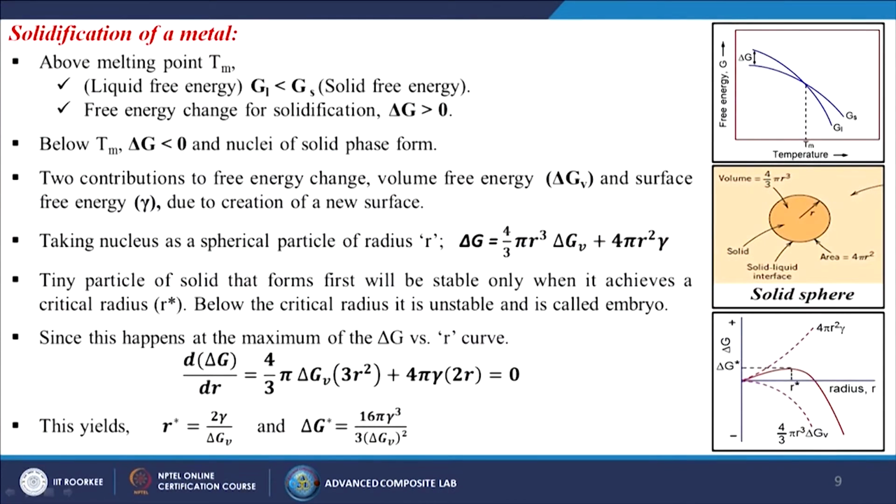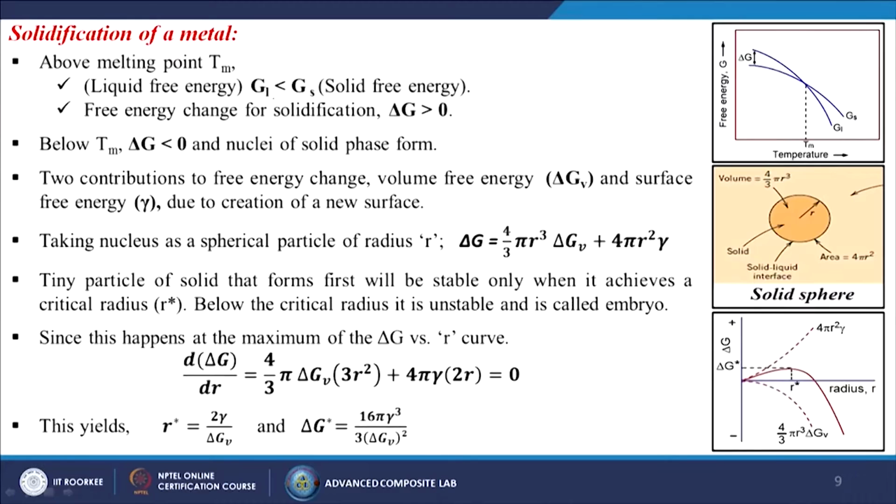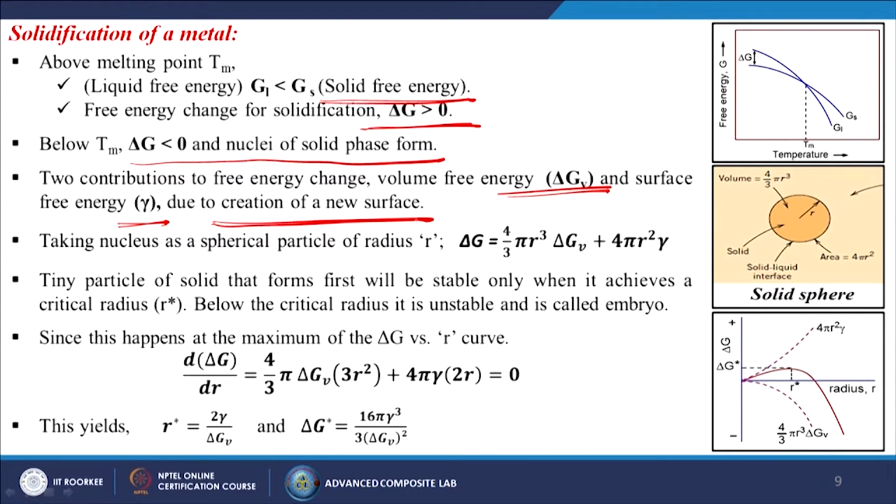Now, we are going to discuss the solidification of a metal. Above the melting point, Tm, where we generally use the notation for the melting temperature, the liquid free energy GL is less than the solid free energy Gs. So, the free energy change for solidification, del G, is greater than 0. Below the melting temperature, del G is less than 0, and nuclei of the solid phase form, meaning solidification starts. There are two contributions to the free energy change: the volume free energy, del GV, and the surface free energy, gamma, due to the creation of a new surface.